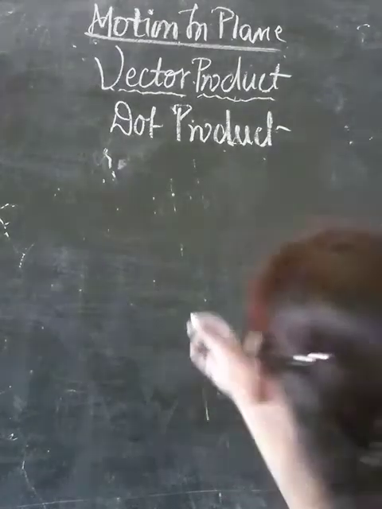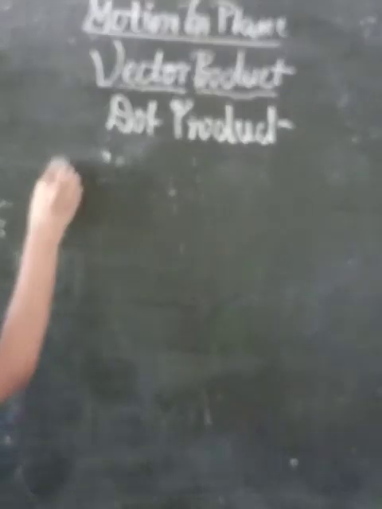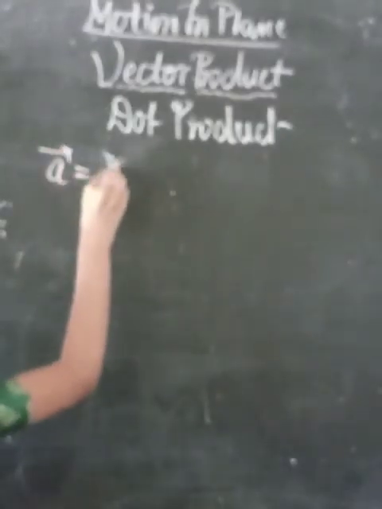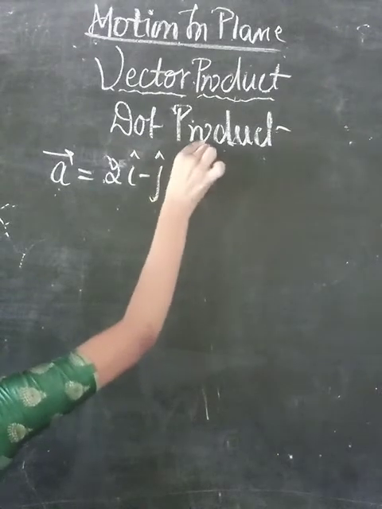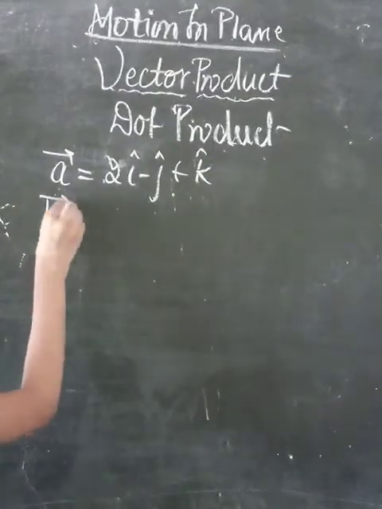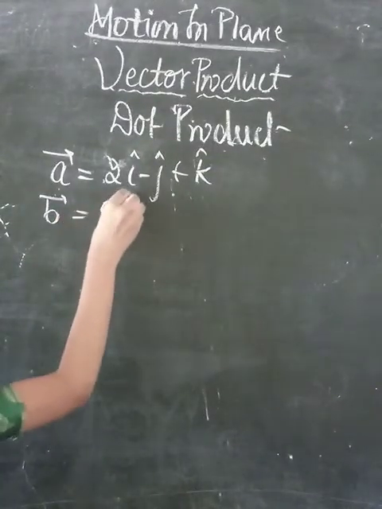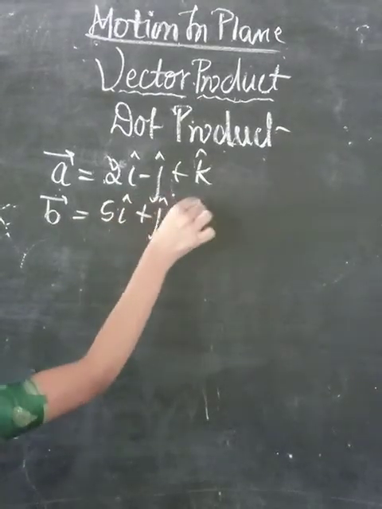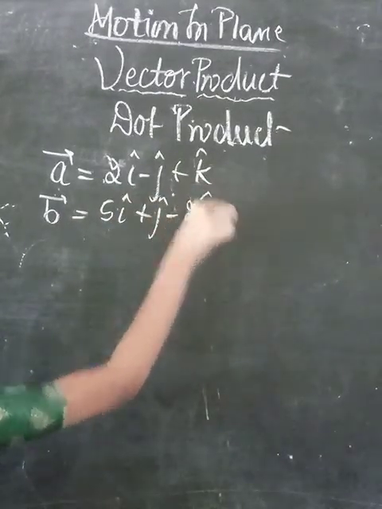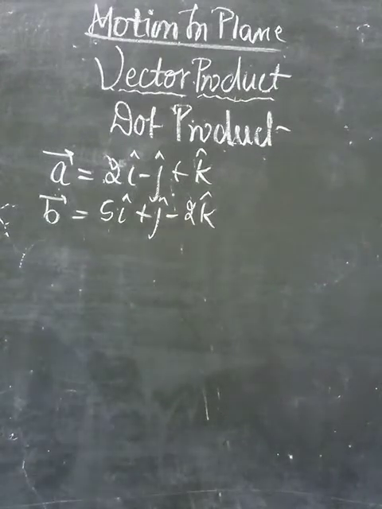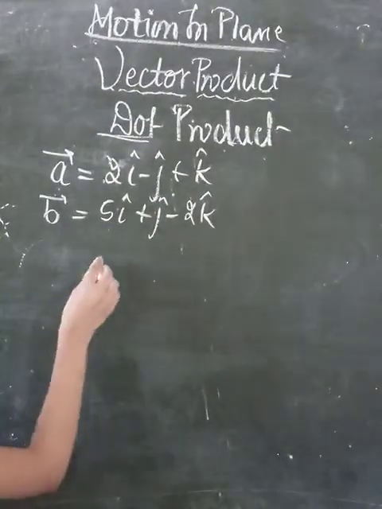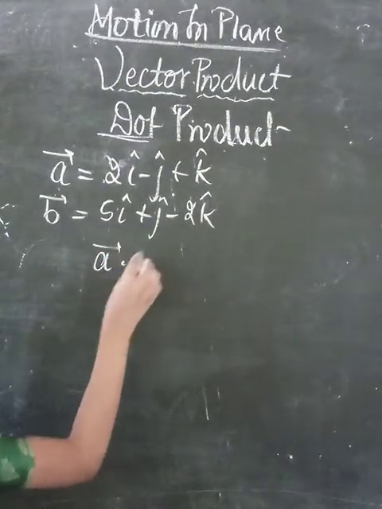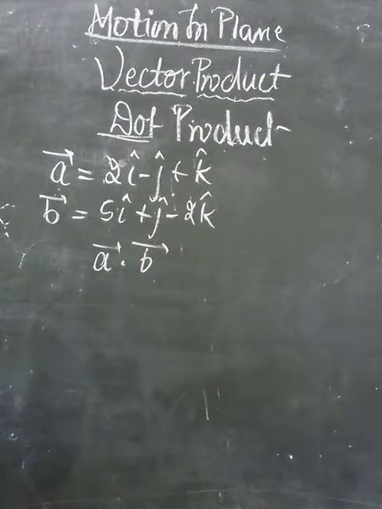So let us take the two vectors for which we are going to take the product, that is, vector A equals 2i minus j plus k, and let the other vector, the B vector, be 5i plus j minus 2k. Let these be the two vectors given for the product. Now we are finding the dot product. So we will be using the sign dot, that is, A dot B.